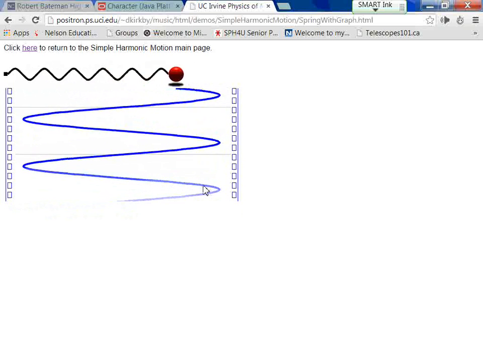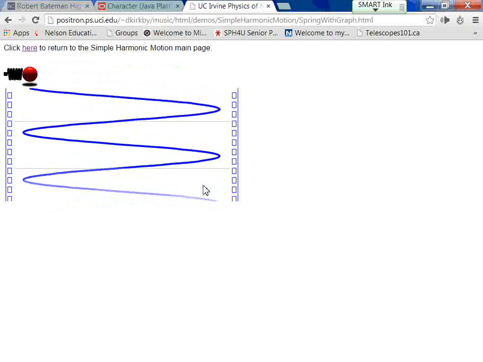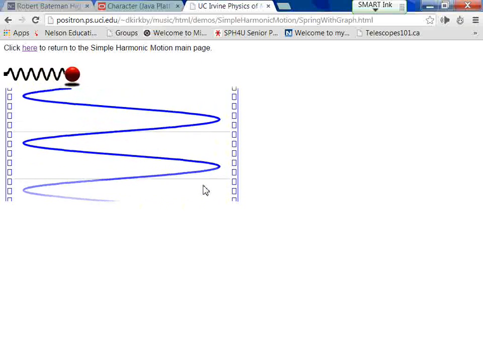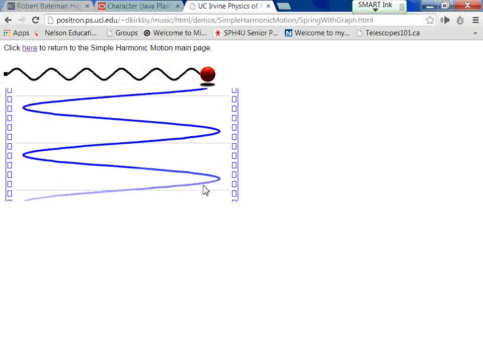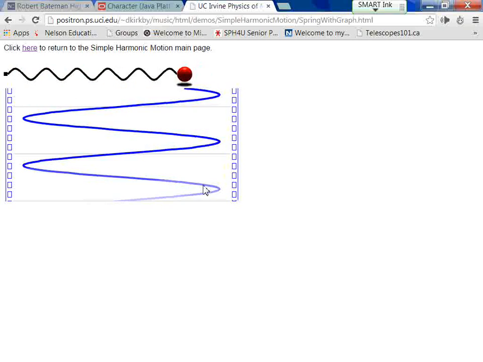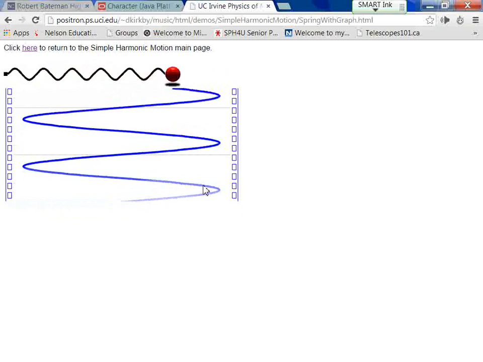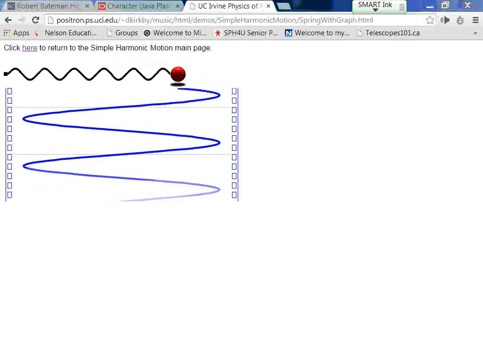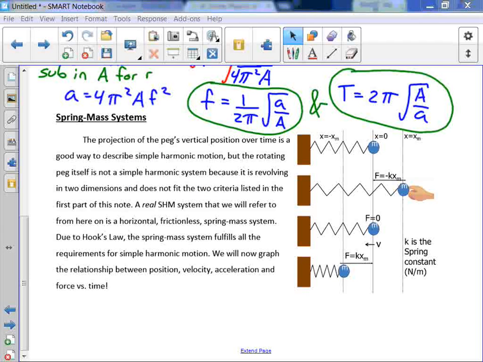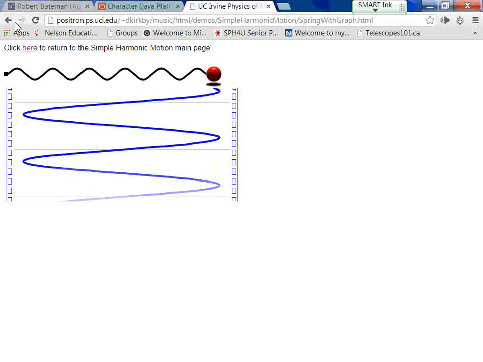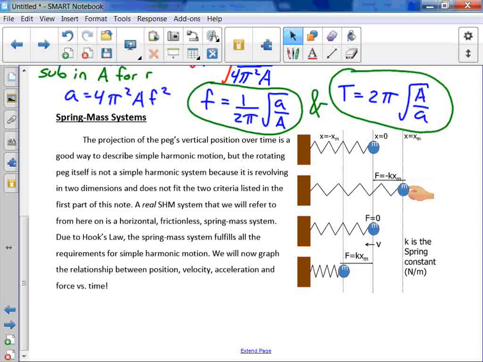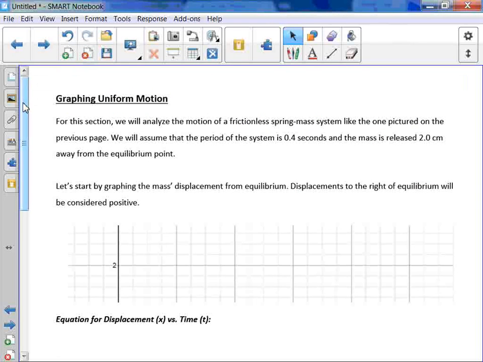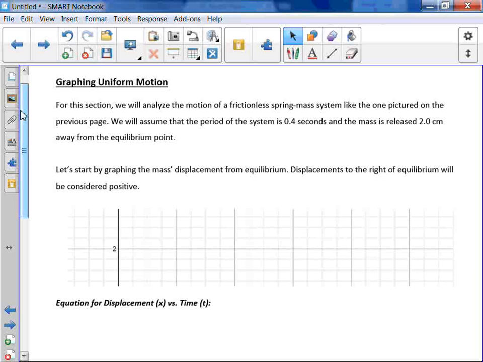So the next few equations are going to be specialized. We're going to take those general equations that we just did, and we're going to specialize them for a spring mass system. But before we get into the equations, we do some graphing here for a second.